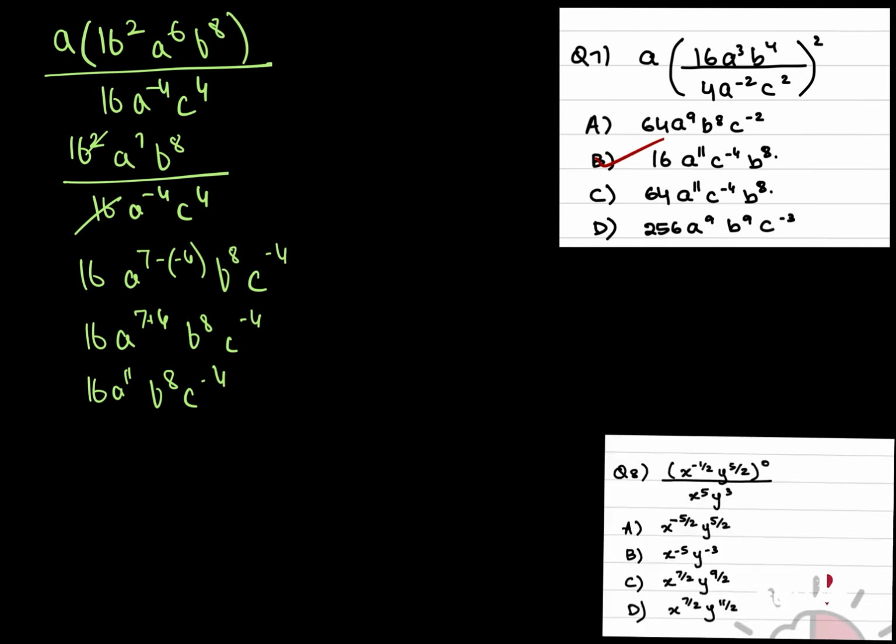So question 8 says that x to the power negative 1 upon 2 into y to the power 5 upon 2, to the whole power of 0. That means if it's the whole power of 0, it's going to become 1. And then in the denominator, it would just stay whatever it is. And the final answer, of course, is not in the form of a fraction, that means they are taking the reciprocal. So it is going to become minus 5 or minus 3. So that means again, B is the answer.